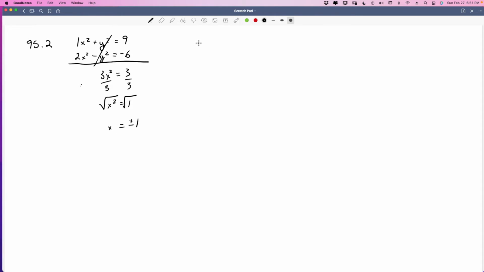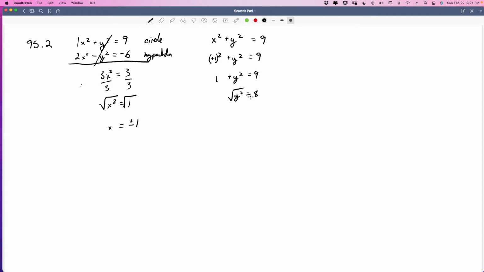So let's use the circle. This is the circle, by the way. And this is the hyperbola. We're going to use the circle to solve. So first, let's use x squared plus y squared equals 9. Let's use the positive one. So positive 1 times itself is going to give us a 1. Subtract that from both sides. Y squared is equal to 8.